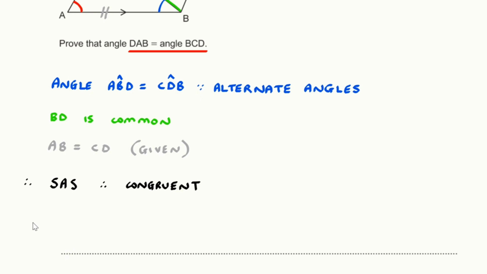And what we can therefore conclude, because the triangles are congruent, meaning that the triangles are the same, the angle DAB is equal to the angle BCD.